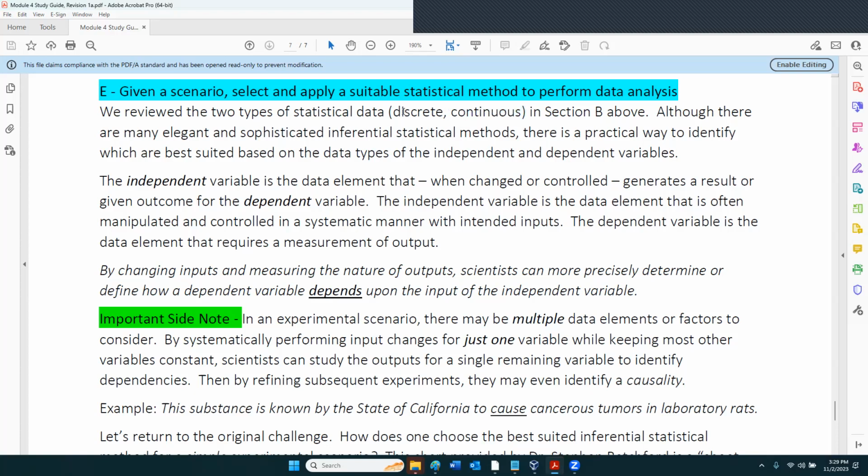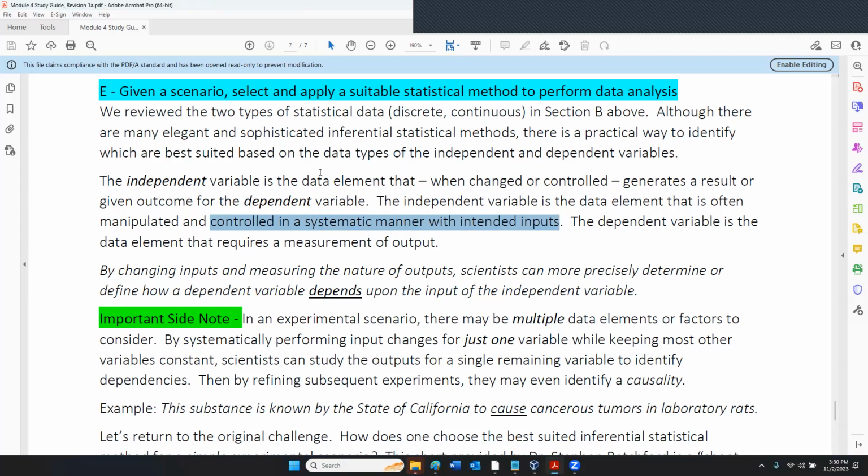The thing is, when we apply heat to a mass, it's going to change from a solid to a liquid at one point, and then after a point, it's going to change from a liquid to a gas. So those are dependent variables, right? That would be a quick example. The independent variable is the data element that is often manipulated or controlled in a systematic manner with intended inputs. And the dependent variable's value depends on what's happening with the inputs for the independent variable, right?